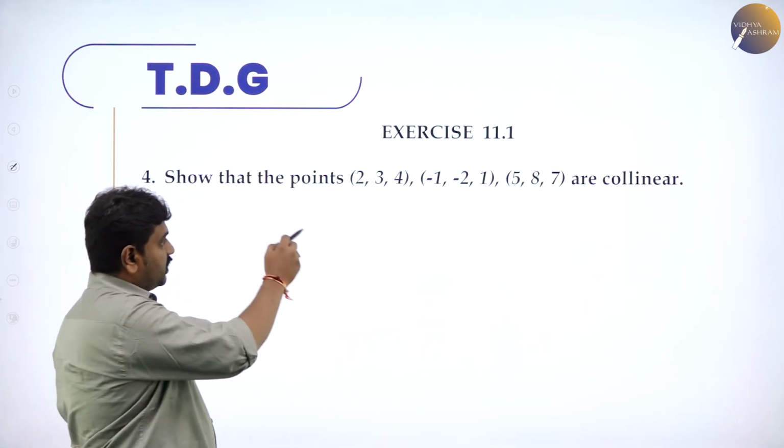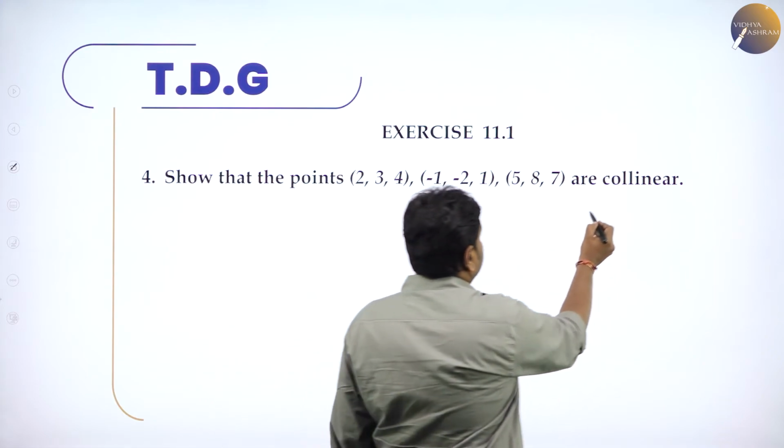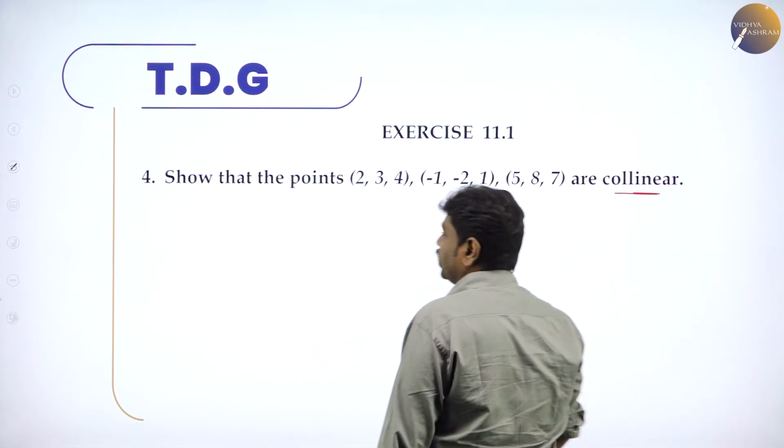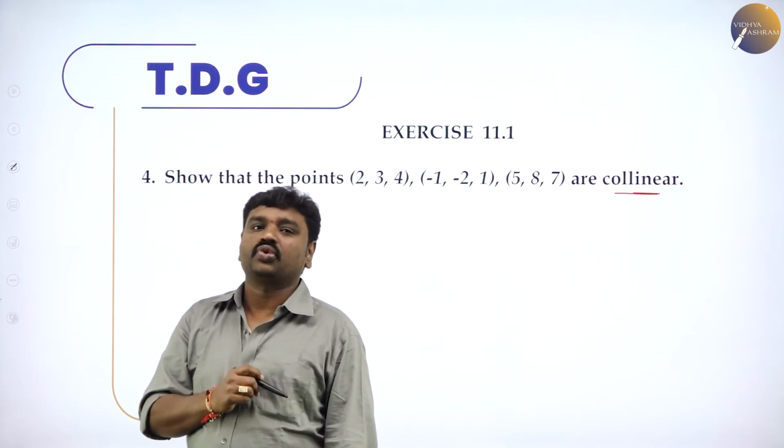Then we have to show that the points are collinear. See, dear students, if the points are collinear, then the direction ratios are proportional.